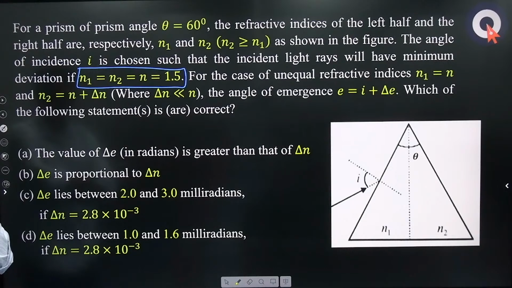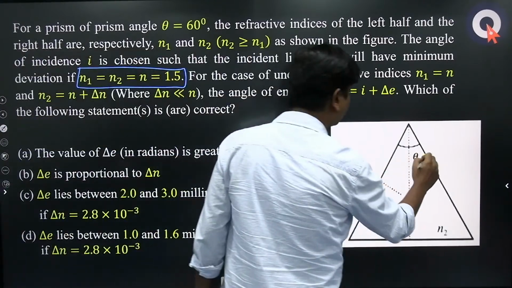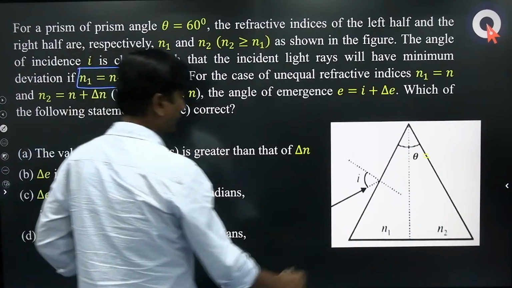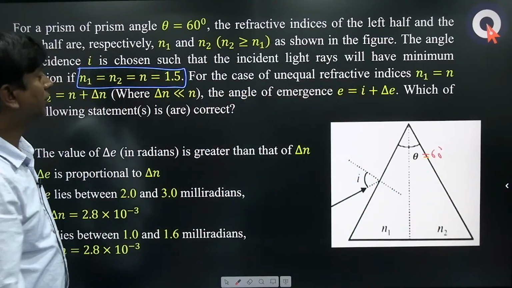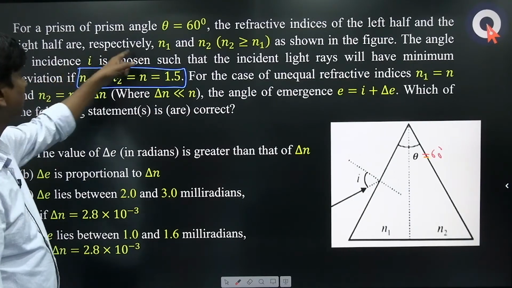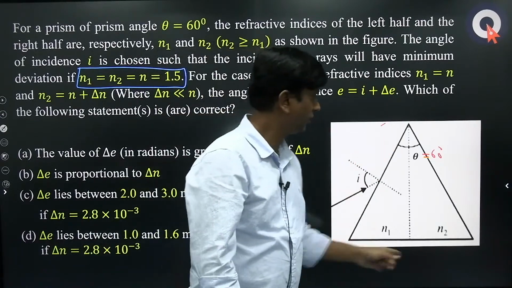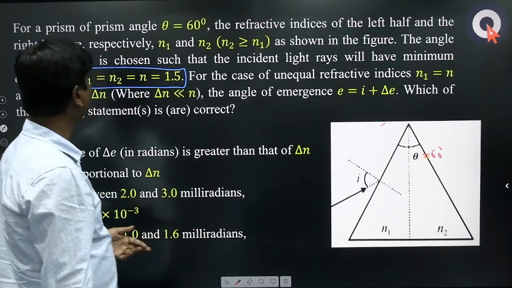Right. So for a prism of prism angle theta is 60 degrees, the refractive indices of the left half and the right half are respectively N1 and N2. This is N1 and this is N2, two halves. So this is a prism of angle 60, but this is the left half and this is the right half. Both of them are having N1 and N2, right?